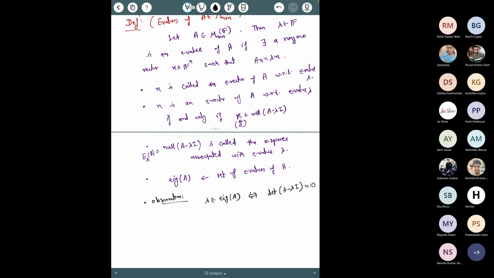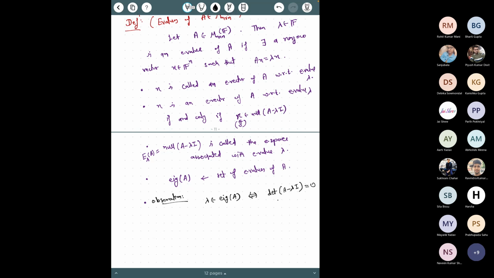So you can say that lambda is an eigenvalue of A if and only if determinant of A minus lambda I equals 0. Now determinant of A minus lambda I is a polynomial of degree at most n, if A is of size n cross n. And you can see from here that these eigenvalues are nothing but the roots of this polynomial, because the determinant of this is 0. So eigenvalues are nothing but roots of the polynomial determinant of A minus lambda I.